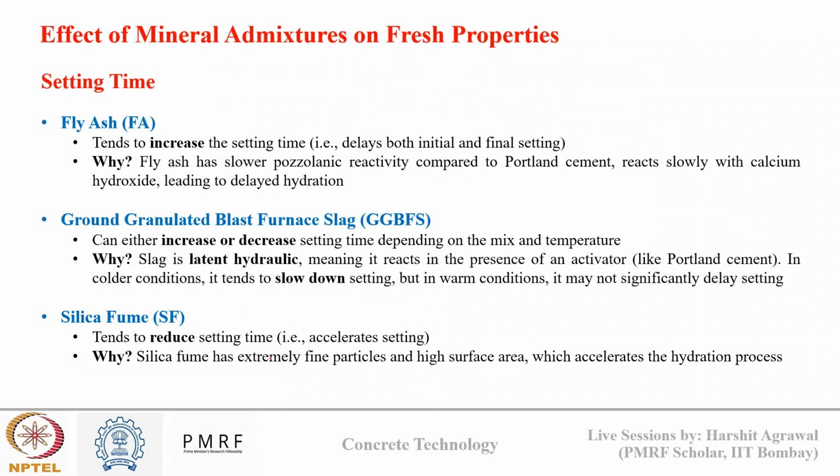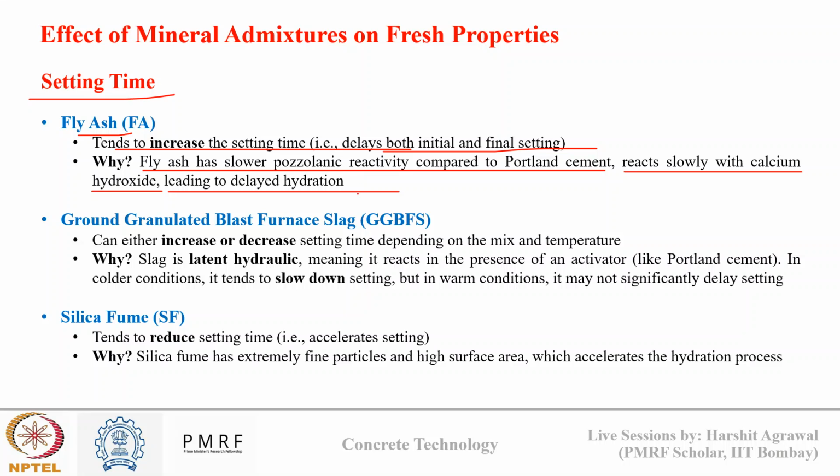Now, what is the effect of these SCMs on fresh properties of concrete? So here I have clubbed all three SCMs, fly ash, slag and silica fume, so that we can have a comparative understanding. So in fresh properties, first we have setting time. Fly ash tends to increase the setting time. Okay, it delays both initial setting and final setting. Why? Because fly ash has slow pozzolanic reactivity compared to Portland cement. So it reacts slowly with calcium hydroxide, which delays the hydration. And since it delays the hydration, it delays the setting of concrete.